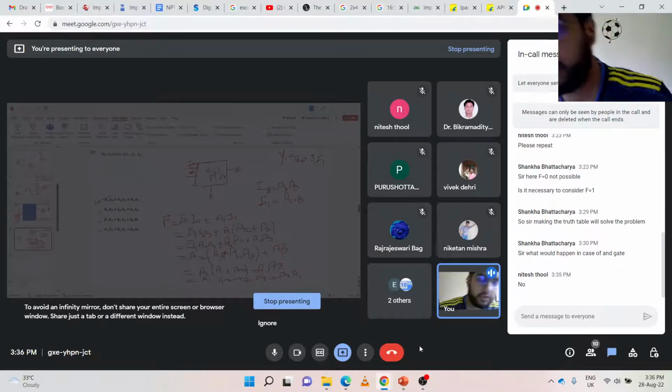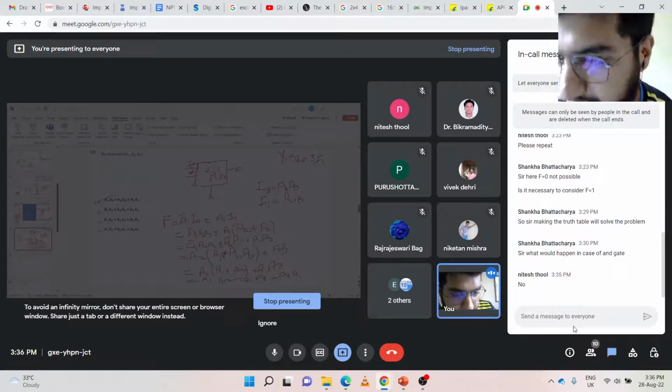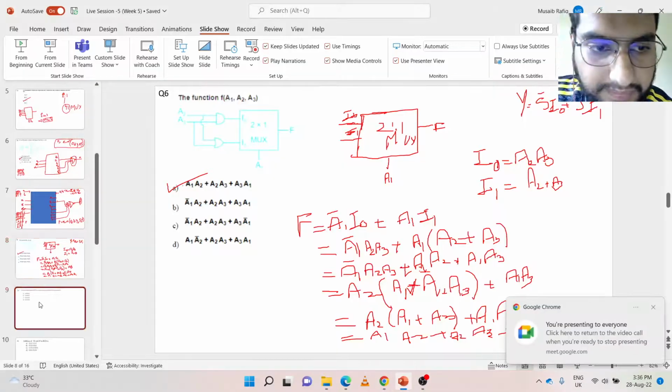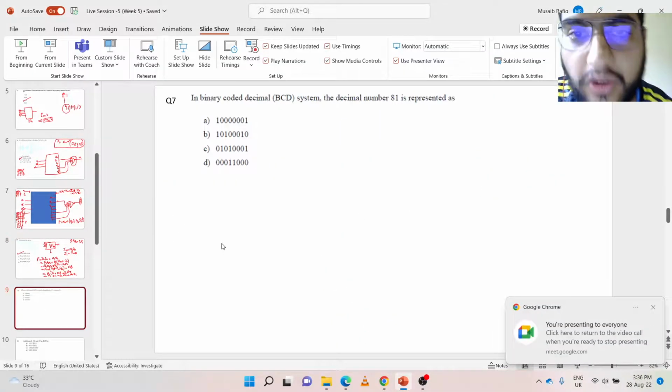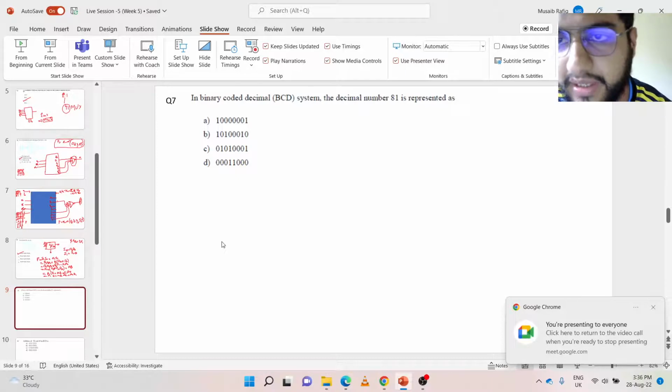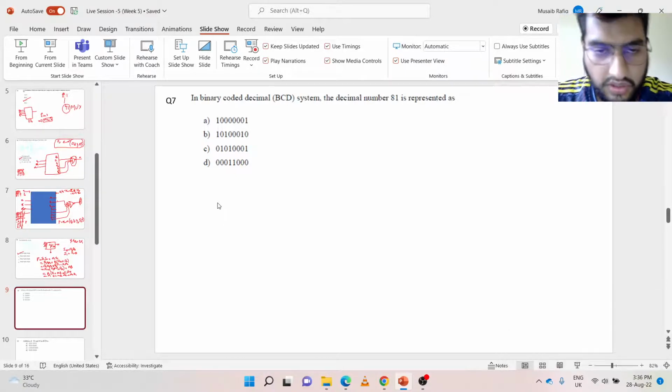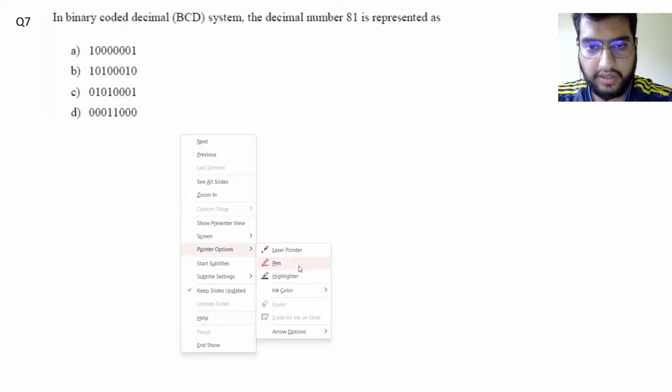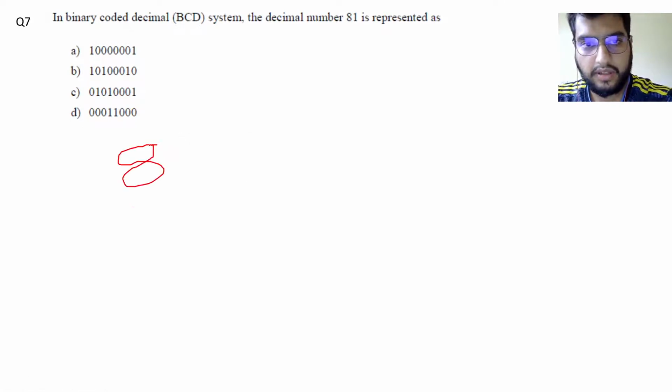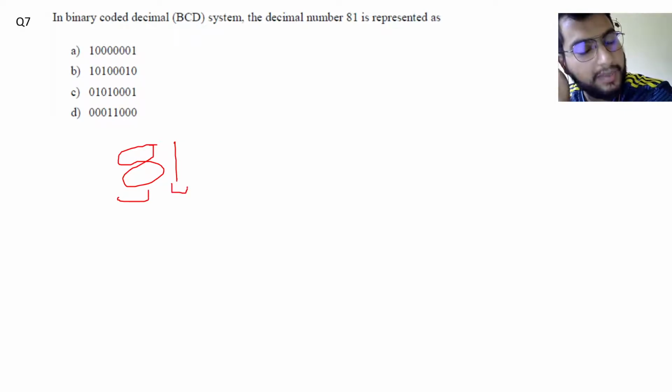So we can move forward to this next question. Question number 7. In a binary coded decimal system, BCD, the number 81 is represented as. So we have to represent 81, which is in decimal, in BCD representation. We will take these two digits separately and write a 4-bit binary representation of them.